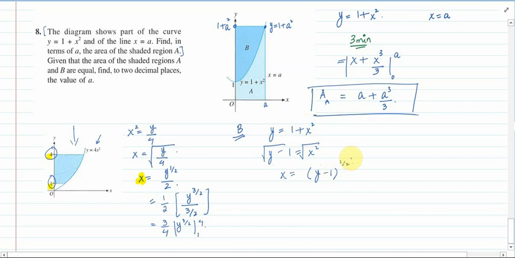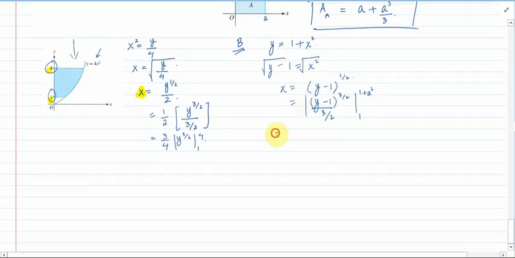Alright, once you have made x the subject, now we need to integrate the function. So the integral of y minus 1 power 1 upon 2, we need to add 1 to the power. So 1 upon 2 plus 1 is 3 upon 2, divided by 3 upon 2, and we have the limits from 1 to 1 plus a square. Now 3 upon 2 as the coefficient will be outside the integral sign, and we have y minus 1 power 3 upon 2 with the limits 1 and 1 plus a square. Now we need to apply the limits here.